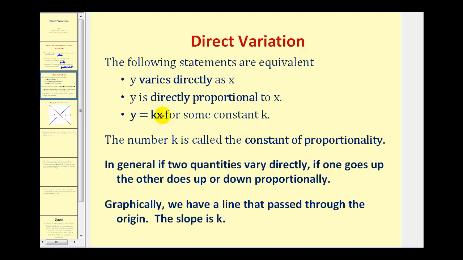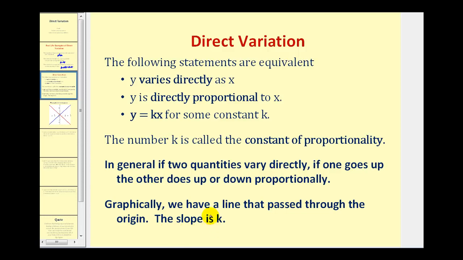So because of this equation here, in general, if two quantities vary directly, if one goes up, let's say x, then the other will go up or down proportionally based upon the value of k. And graphically, this equation should remind us of y equals mx, where the y-intercept would be 0. We have a line passing through the origin with a slope of k.